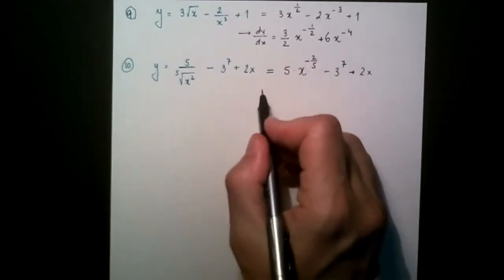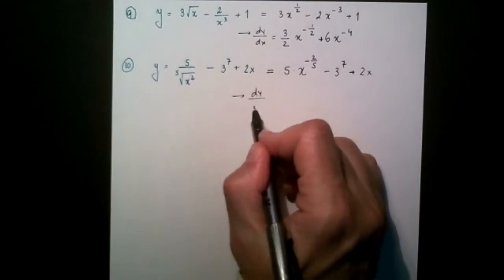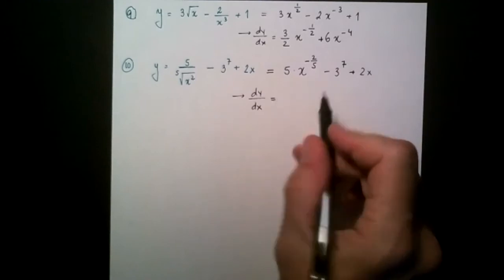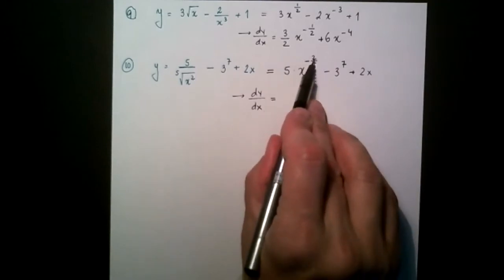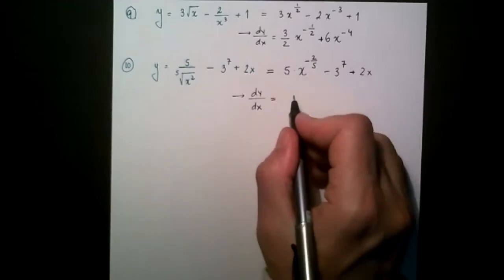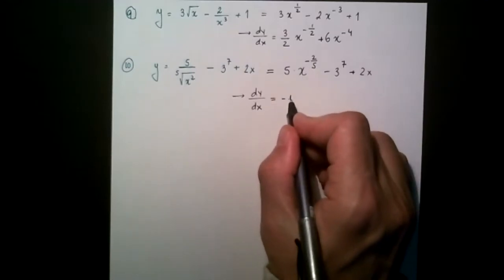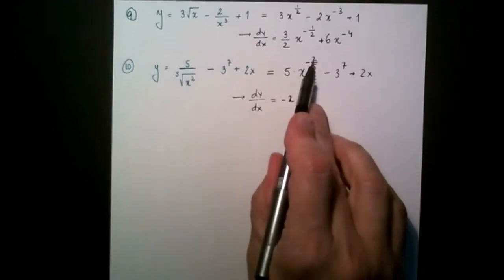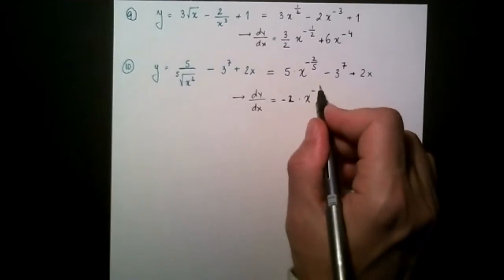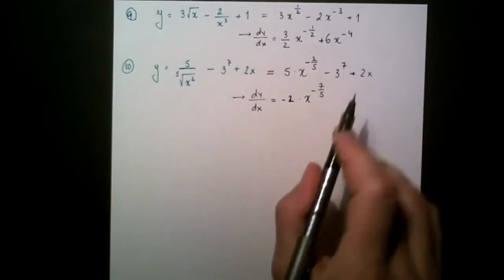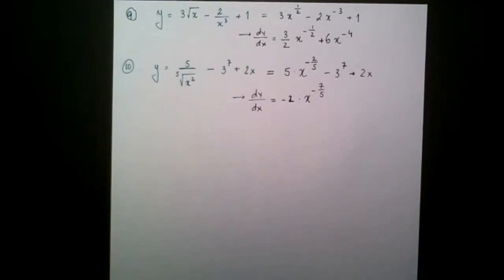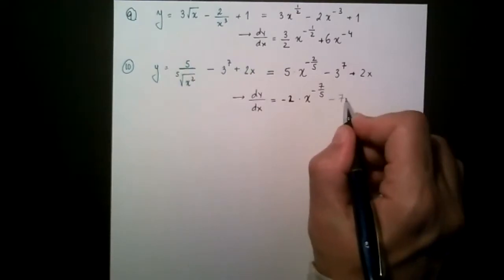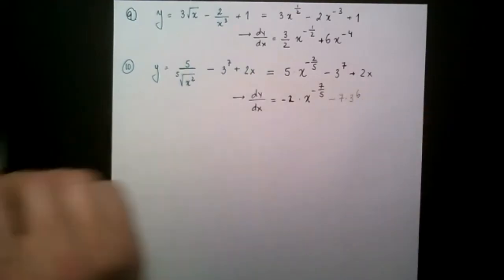Okay, so how do I do this now? dy/dx is equal to, now I'm going to differentiate this. I'm going to multiply 5 times negative 2 over 5, so this is going to be negative 2 times x to the negative 2 over 5 minus 1, which is negative 7 over 5. And then the derivative of 3 to the power 7 will be, you put 7 in front, 7 times 3 to the power 6, right?